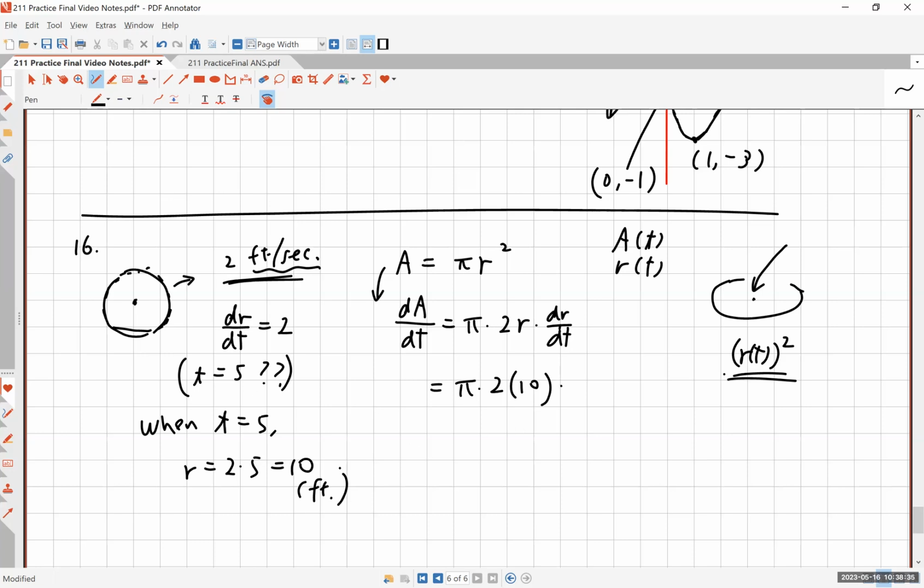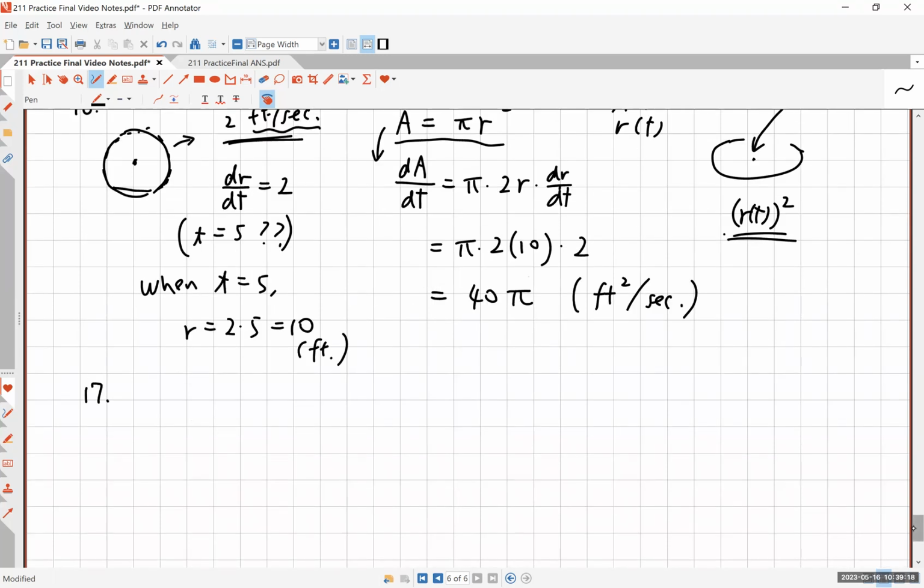Sometimes you are given this information, and sometimes you have to figure out what that r is. And then dr/dt is given as 2. So this will be 40 pi. And what's the unit? Well, it's the rate at which the area is increasing, and area is measured in square feet, and the time is of course measured in seconds. So you could say 5 seconds after the rock is thrown into the water, the radius is 10, and at that point the area is increasing at the rate of 40 pi square feet per second.